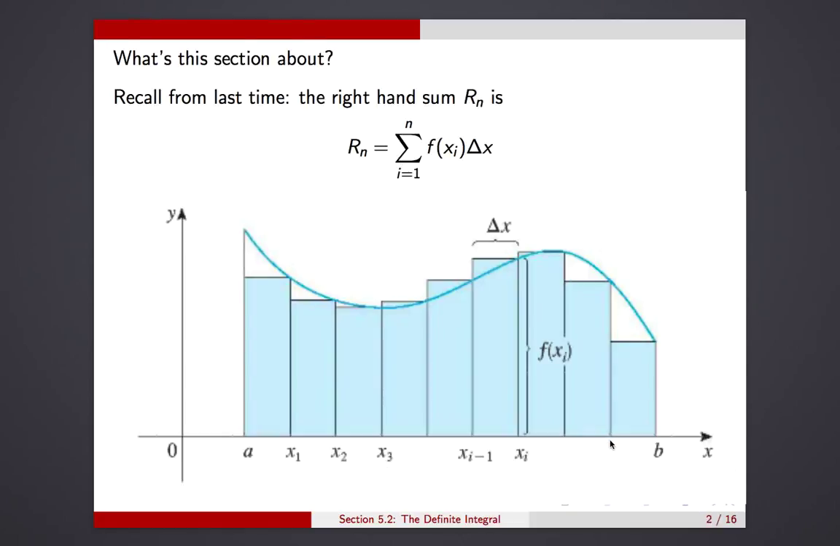We stop right here. Because when we're doing a left-hand sum, we start at x0, which is a. So start at a, end at 1 less than b. If you're doing left-hand things, you never use the b, because b is not the left hand of anything.